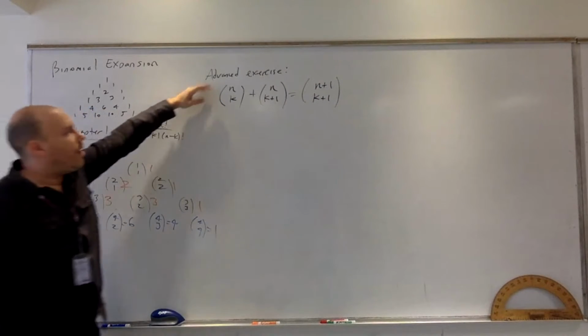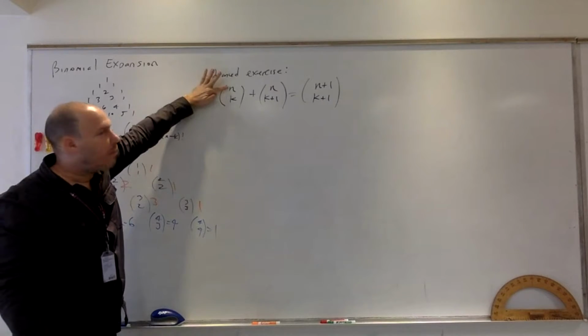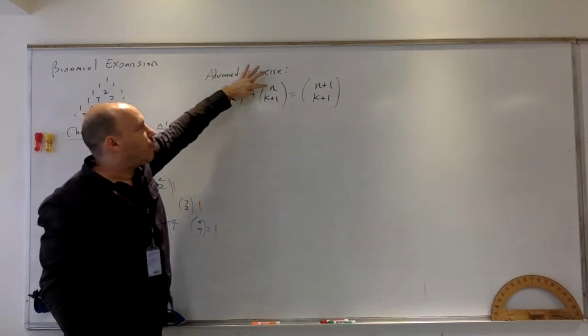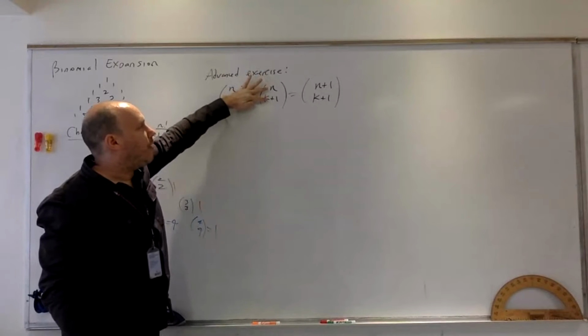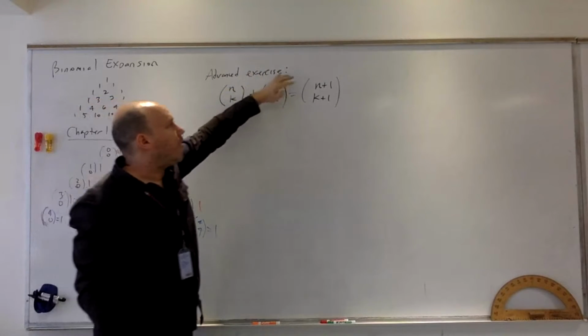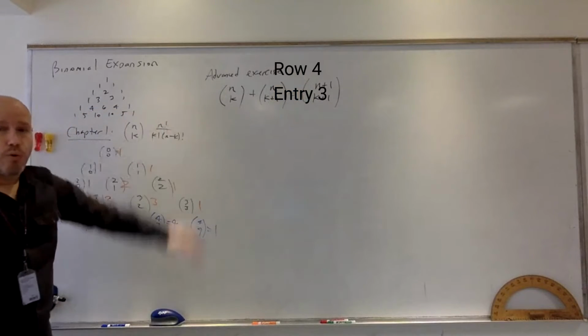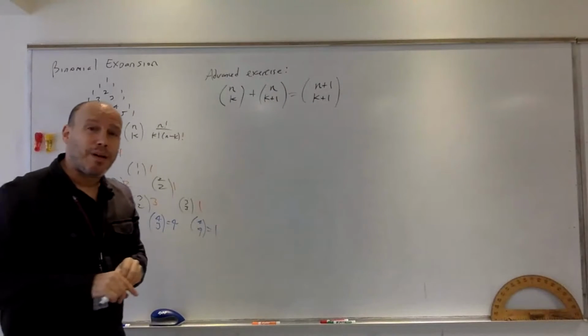so let's think about this. If this is row 3, entry 2, and this is row 3, entry 3, then when we add them together, we get row 5, entry 3. And that's nothing to prove. Send me an email, let me know if you got that.